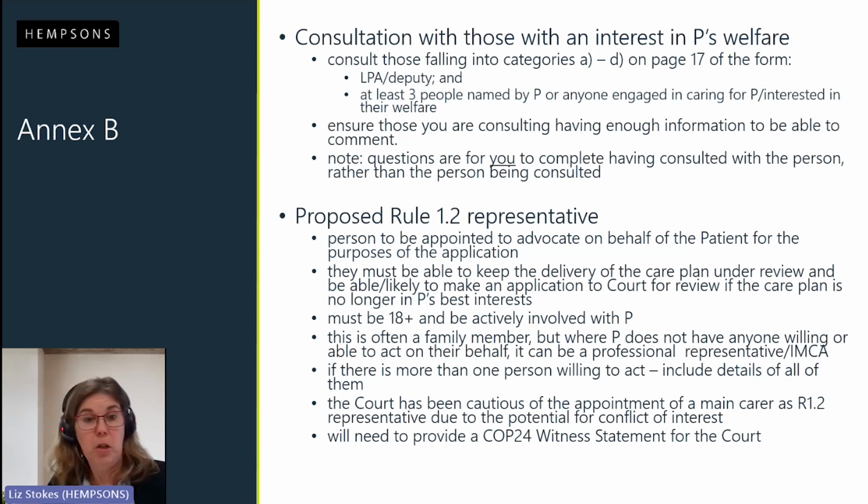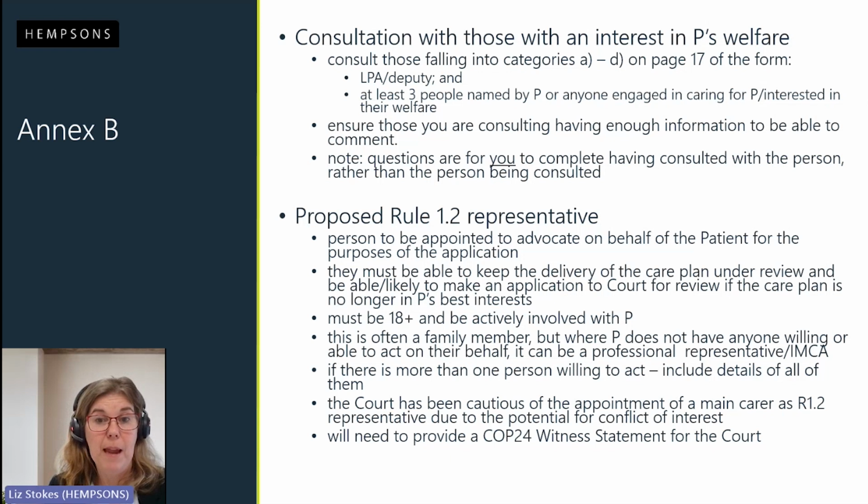Moving on to section 1.2, the rep, this is an issue that we have a lot of discussion around with clients. It's often the bit which causes the most delay in completing a COP.11 form and getting an application in, because it requires liaising with the proposed rep. The proposed Rule 1.2 representative is the person who is going to be appointed on behalf of the patient for the purposes of the application. That person must be able to have oversight of the care plan, must be able to have an understanding of the care plan, and must be in agreement that it is in P's best interest.